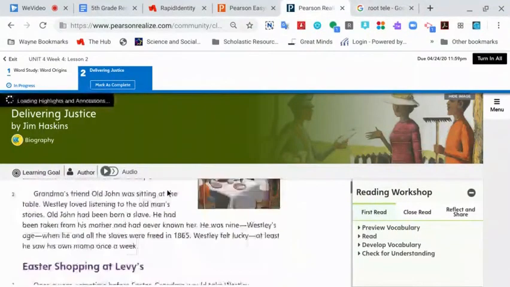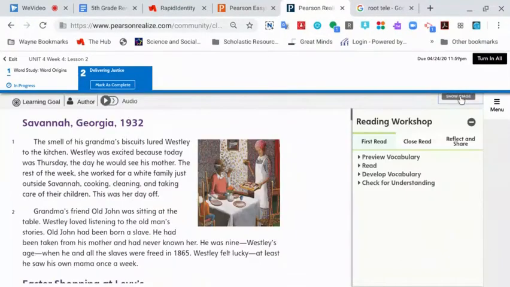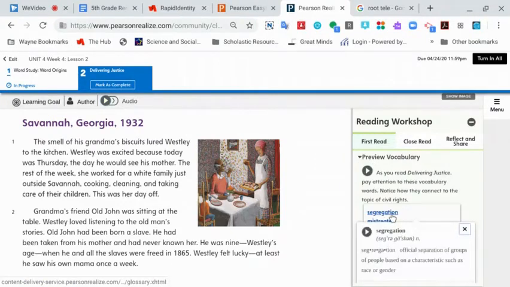Now I'm going to show you a little tip for helping you see the screen a little bit better. You can click hide this image and it'll go away. You can also play the audio. Delivering justice. And that way, if you need it read to you, you can do so. If you look over here on the side, there's a reading workshop part, and it says first read. You can preview the vocabulary so you know what those words are going to mean.